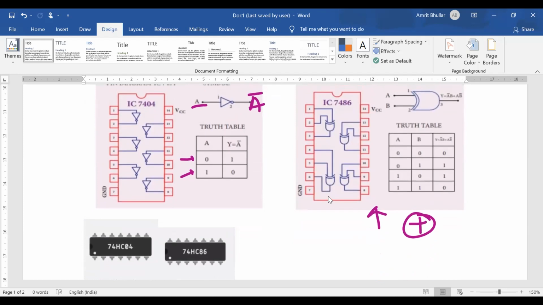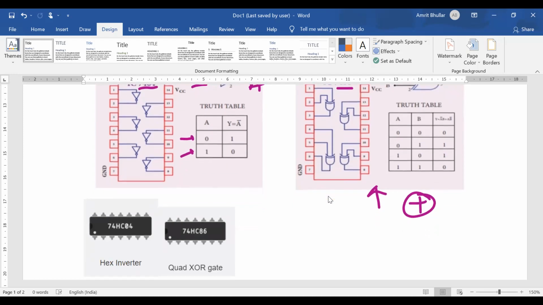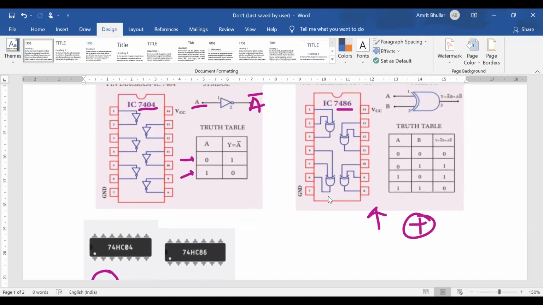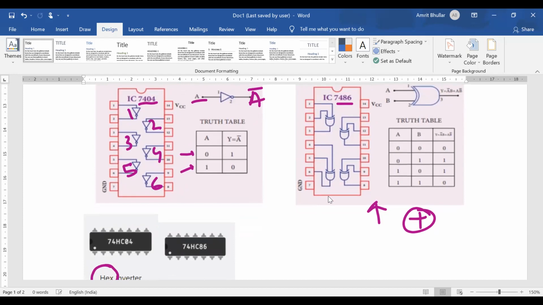So the IC available for your NOT gate is 7404. Here you can check the 7404 IC and the 7486 IC for your XOR gate. So when we talk about 7404, now I think that you all understand why the term hex has been used. Hex indicates that there are 6 NOT gates in a single IC of 7404, and that is why the name hex is there, because 6 NOT gates are included in a single IC.